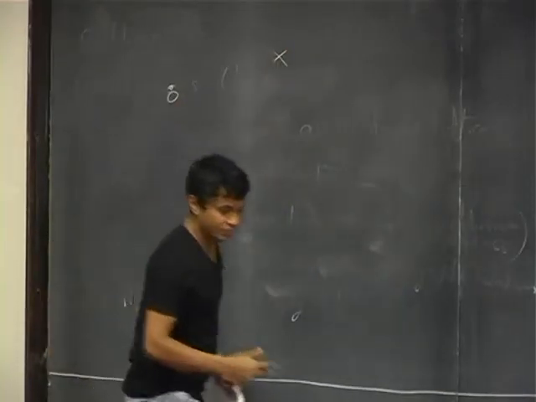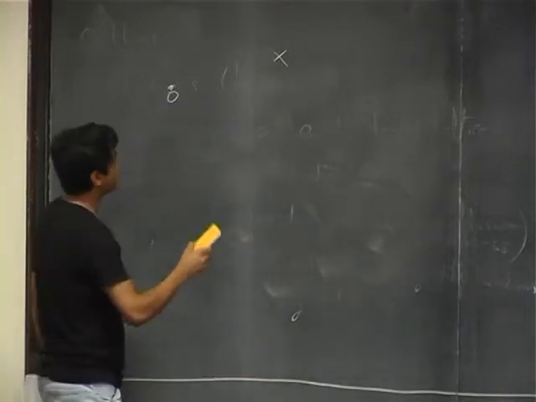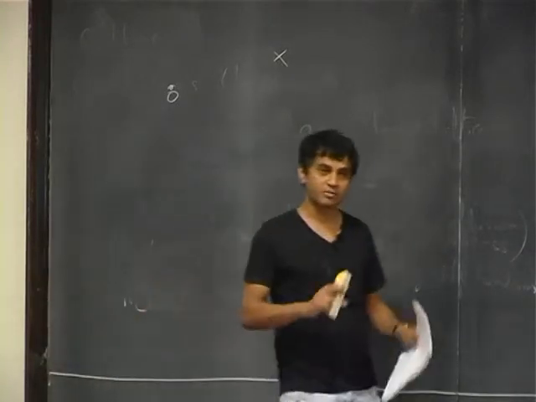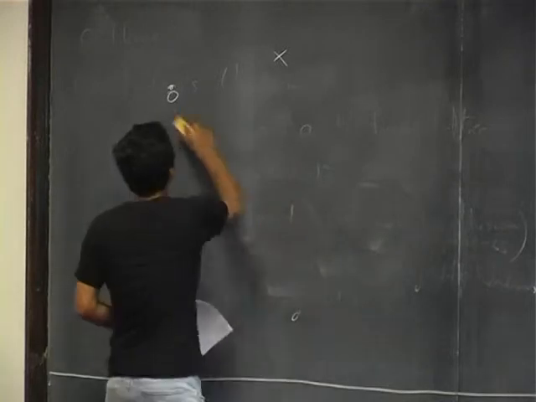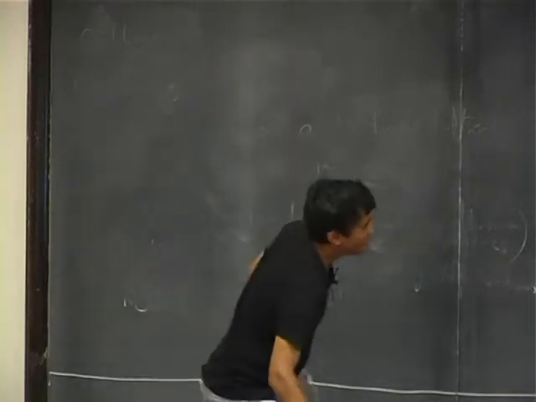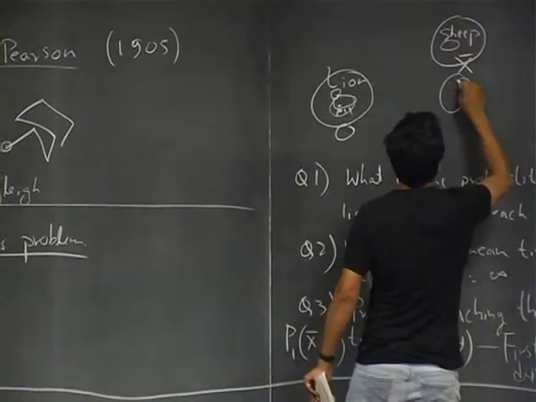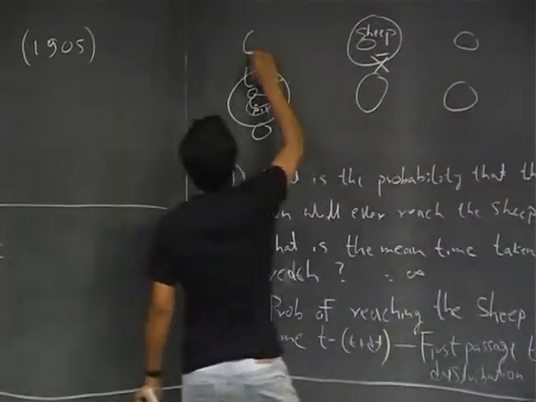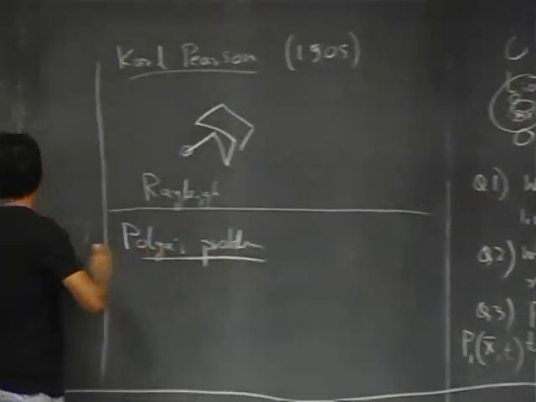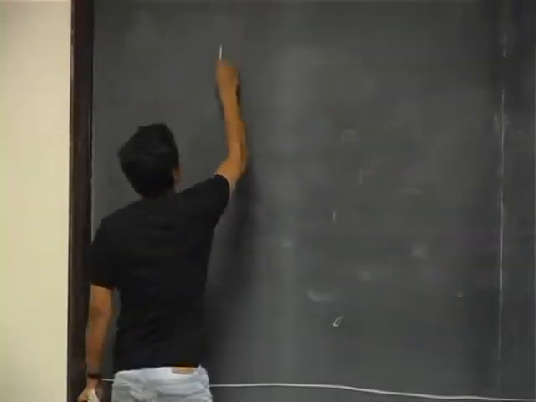Okay, so now just to make things more concrete, let's imagine also that the lion and sheep are on a lattice. You can just imagine that these are lattice points, and it moves between lattice points. Okay, so.